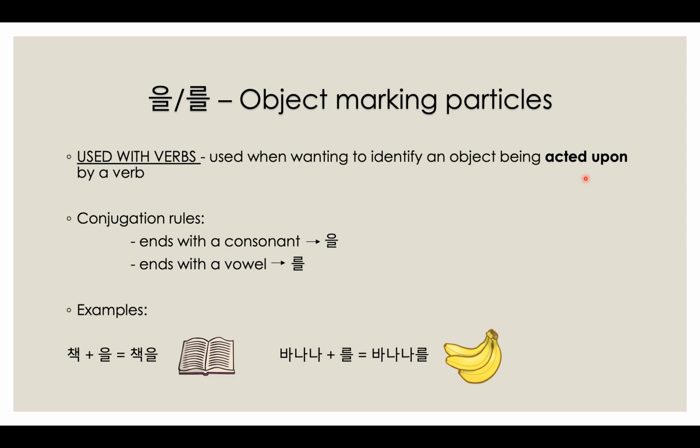So yeah, with verbs especially, keep in mind that this doesn't apply to adjectives or descriptive verbs. Conjugation rules: ends with a consonant, you add 을. Ends with a vowel, you add 르. Examples: 책을, 바나나, 바나나를.